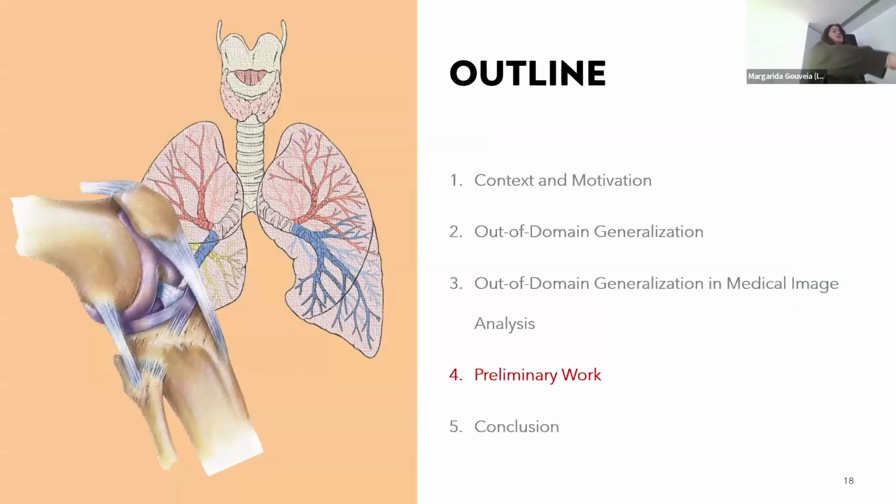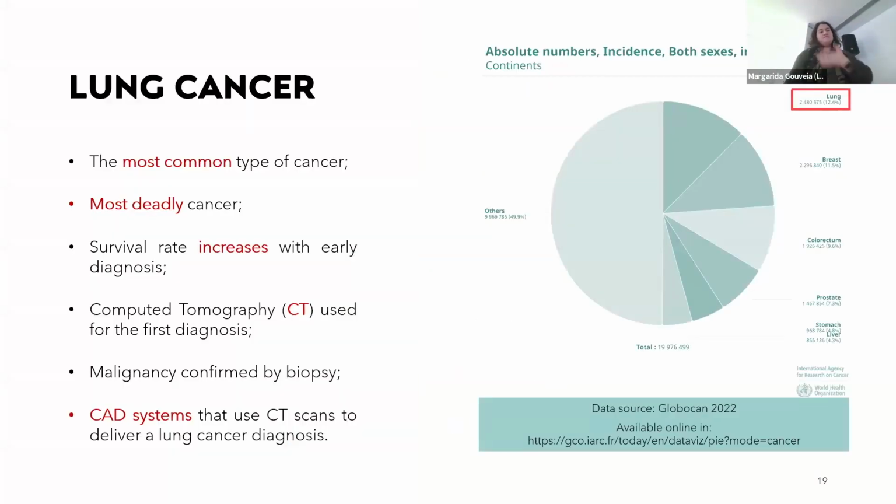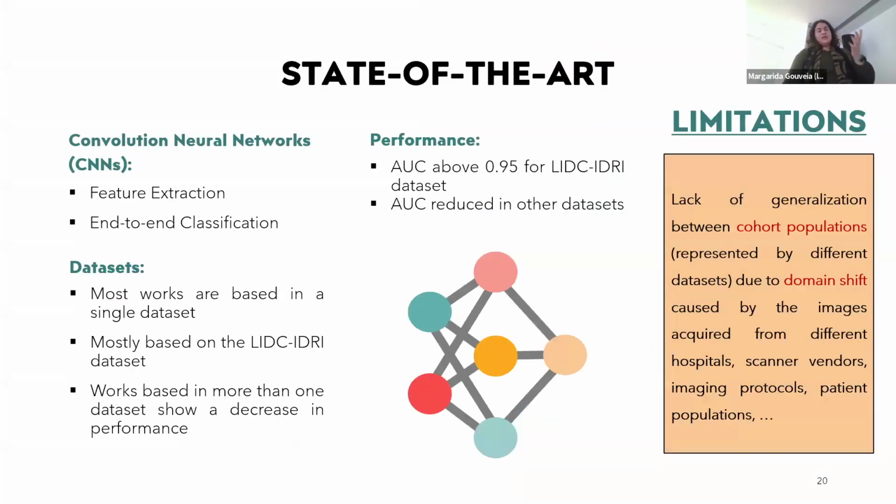Passing to the preliminary work, sorry, I'm drinking water. So, my preliminary work for my thesis research plan, and then the work that I continued to develop last semester, was based on classification of lung nodules. So I think I can skip this introduction, basically data about lung cancer and the presentation of the problem.